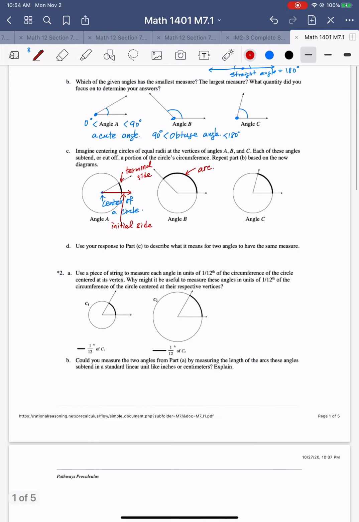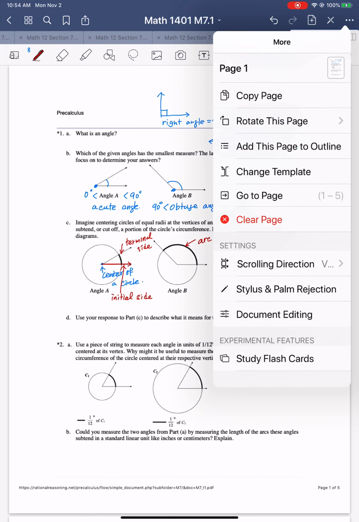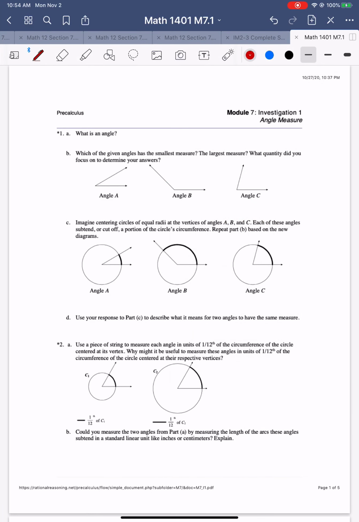This is module 7 investigation 1, talking about some angles. Okay, so what is an angle? An angle means there are two sides, an initial side and a terminal side, and there's an openness, which is called the angle. So this is the angle and these are the angles.